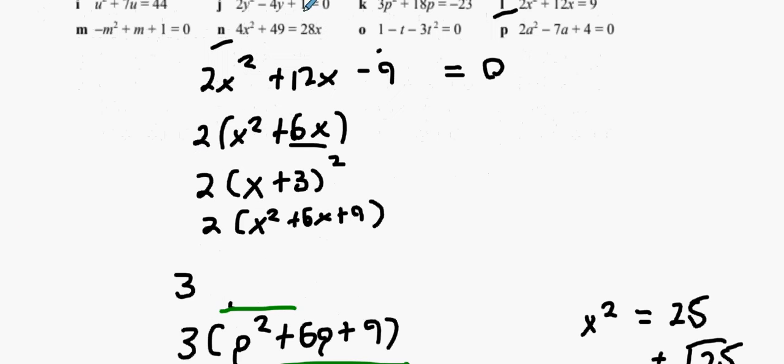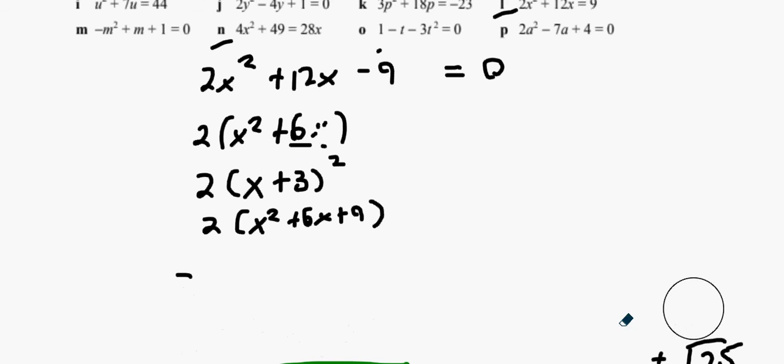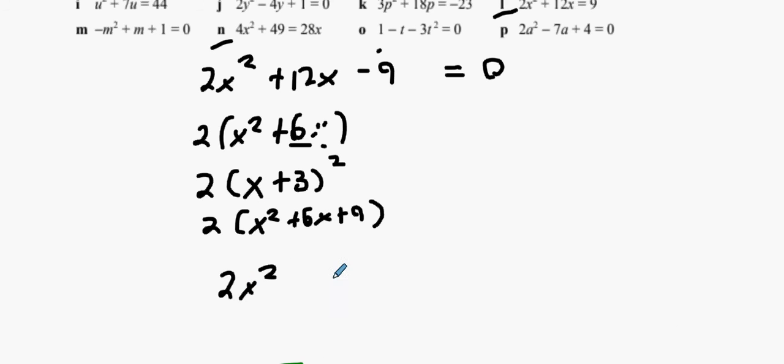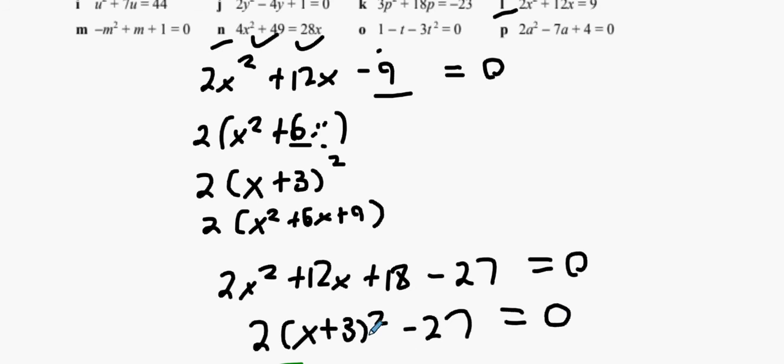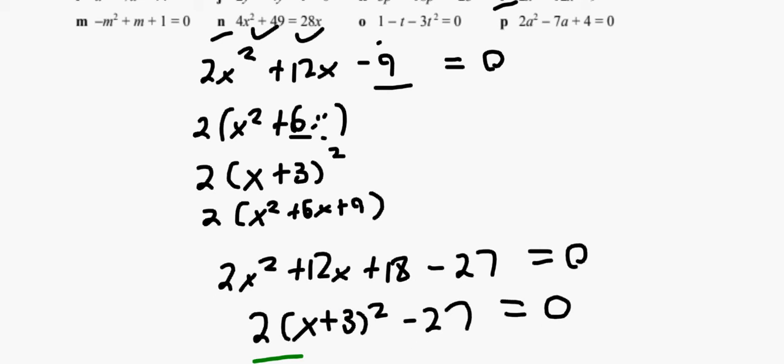You're then going to get 2x squared plus 12x, which is exactly what we were looking for. We're going to get the 18 at the back instead of 9, so we're going to take away a minus 27. Everybody cool with that? Next here we're going to reform the equation where we're going to have 2 times x plus 3 squared, take away 27 equals 0. Who got that far? Right. Everyone know the next step then?